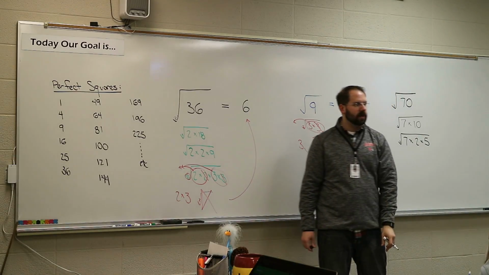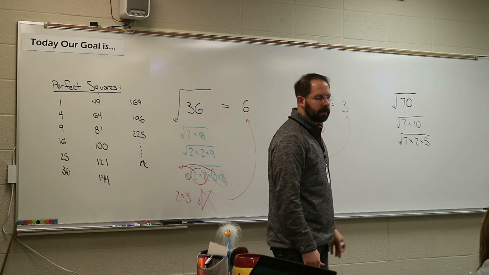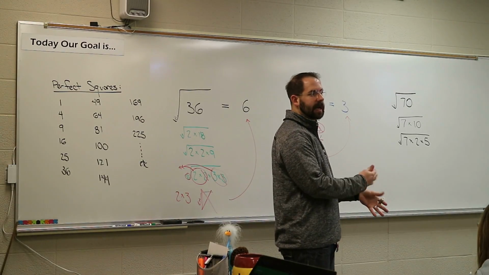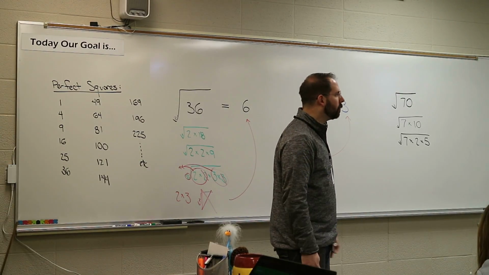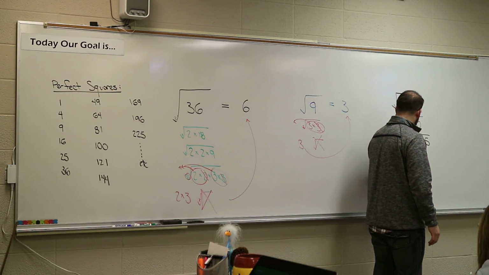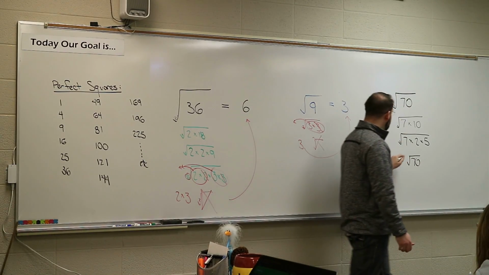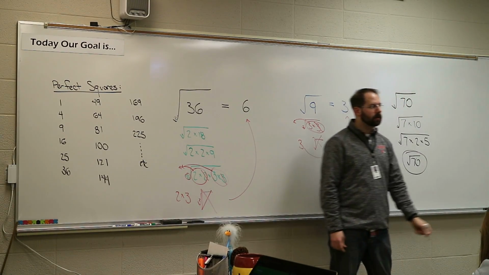Is there any pairs in there? No. So your answer is simplified. You can't do anything with it. Like if there's no pairs to kick out, you can't do that problem. In fact, since there's no pairs, this answer, the square root of 70, going back because there's no pairs to kick out, that is simplified.